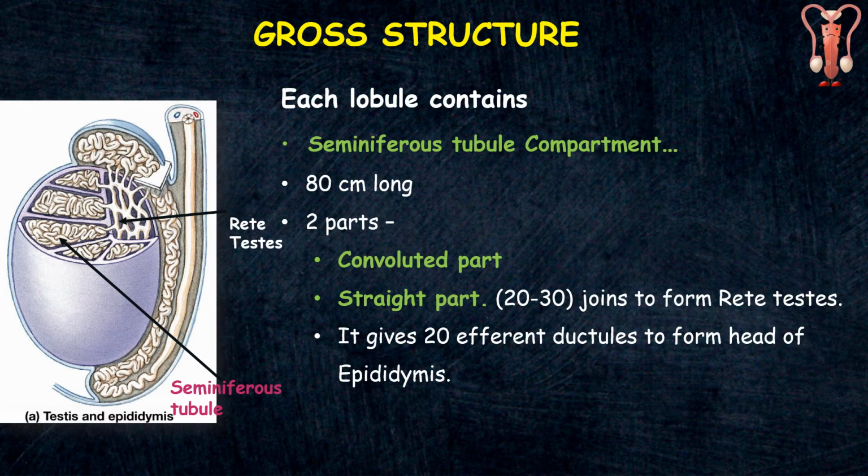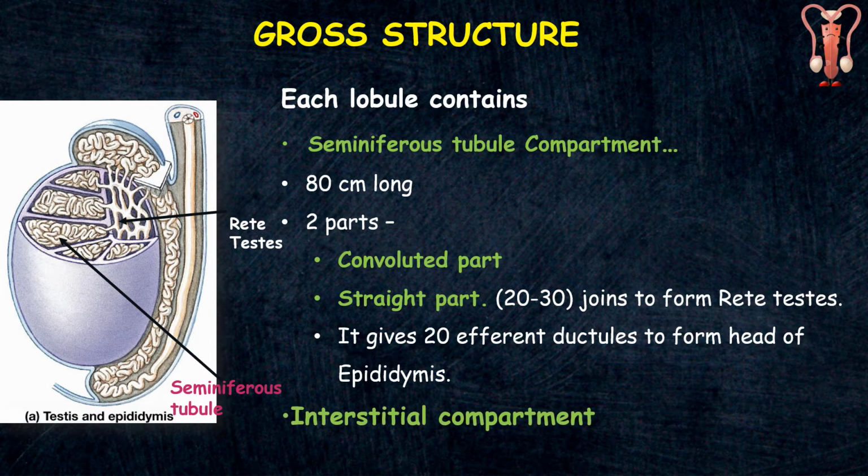These straight tubules pass through the fibrous tissue of the mediastinum testis and unite to form a network called the rete testis. At the upper end of each testis, the rete testis gives 10 to 20 efferent ductules which continue into the head of the epididymis.